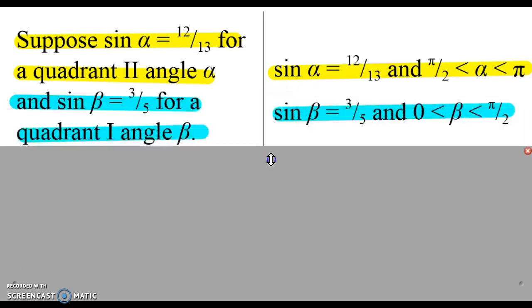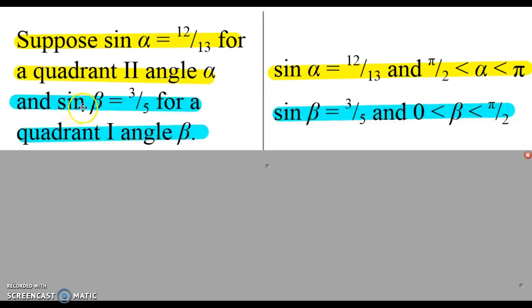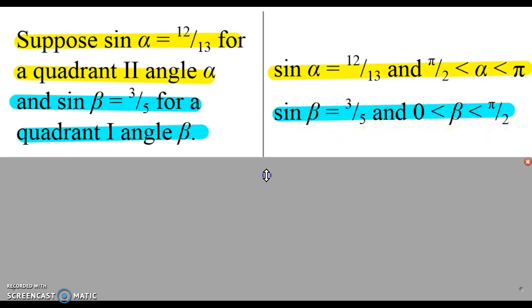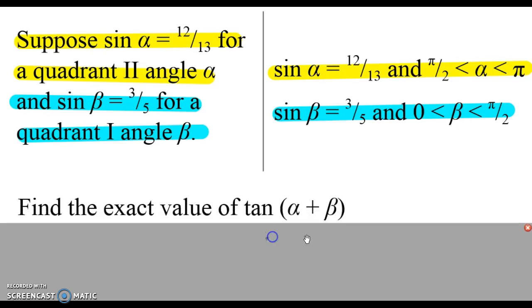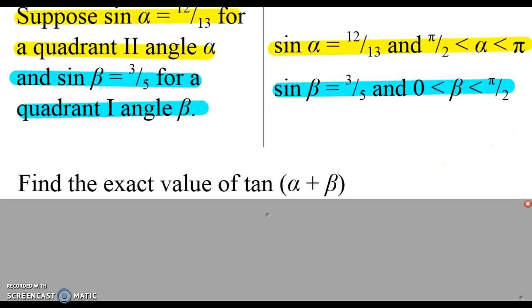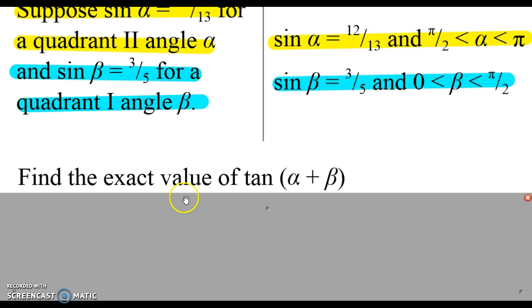And then we also have information about angle beta. The sine of angle beta is 3/5 for quadrant 1 angle beta, and then written the same way we could also have sine of angle beta is equal to 3/5 and 0 is less than beta is less than pi over 2. But now the difference is this time we're going to find the exact value of tan of alpha plus beta. Yesterday we found the exact values of sine of alpha plus beta and cosine alpha plus beta. This time we're going to look for tan.